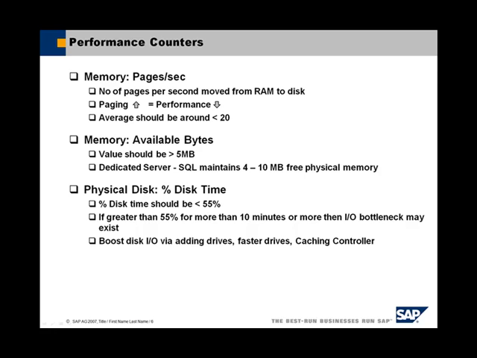Important point to note, if your paging counters go up, then that means your performance is going down. So your average should be around less than 20. If you have a situation where it is greater than 20, then potentially you've got a memory bottleneck due to a lack of needed RAM. Generally speaking, the more RAM a server has, the less paging it has to do.